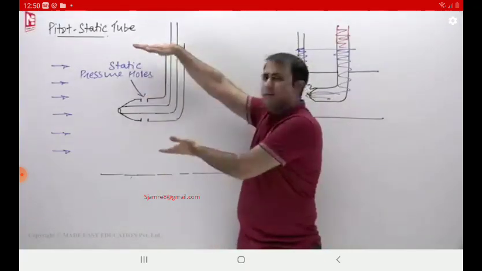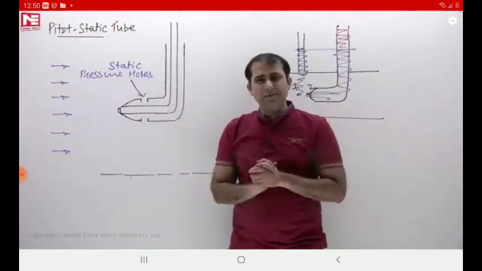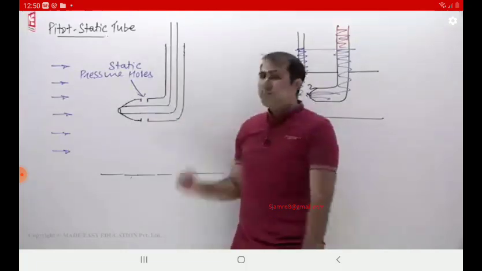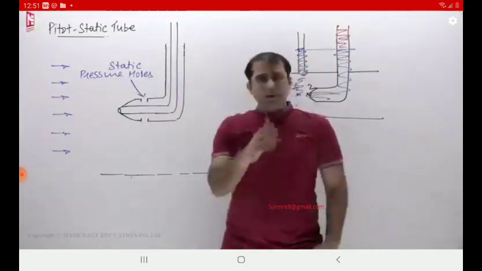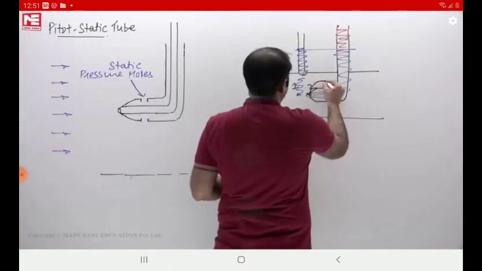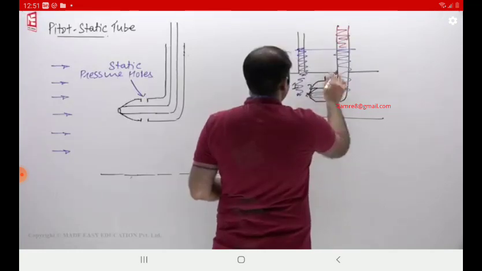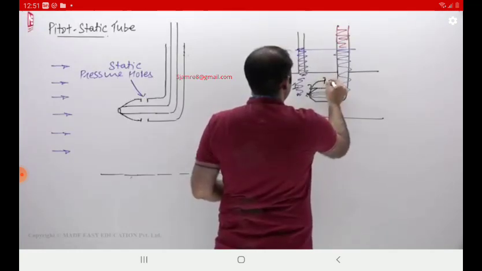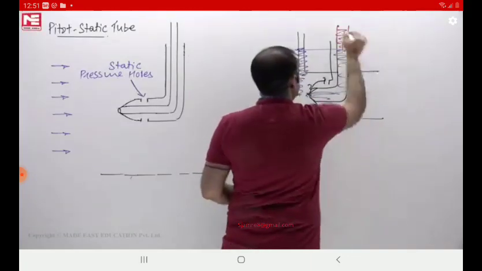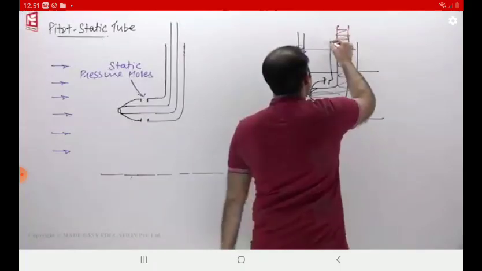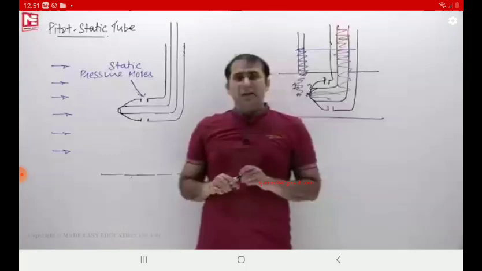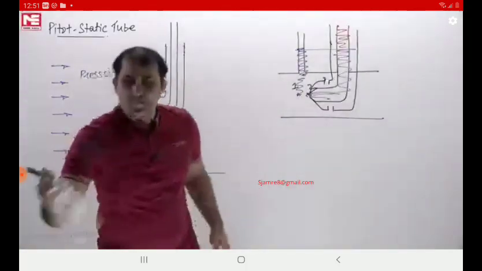I'm not taking the byline here, and it is clear to you. I have taken an example here. What we did is, now this tube has been modified like this way. Now this tube has been modified like this way. And this tube has been modified like this way, like this. So what is there in a pitot static tube?